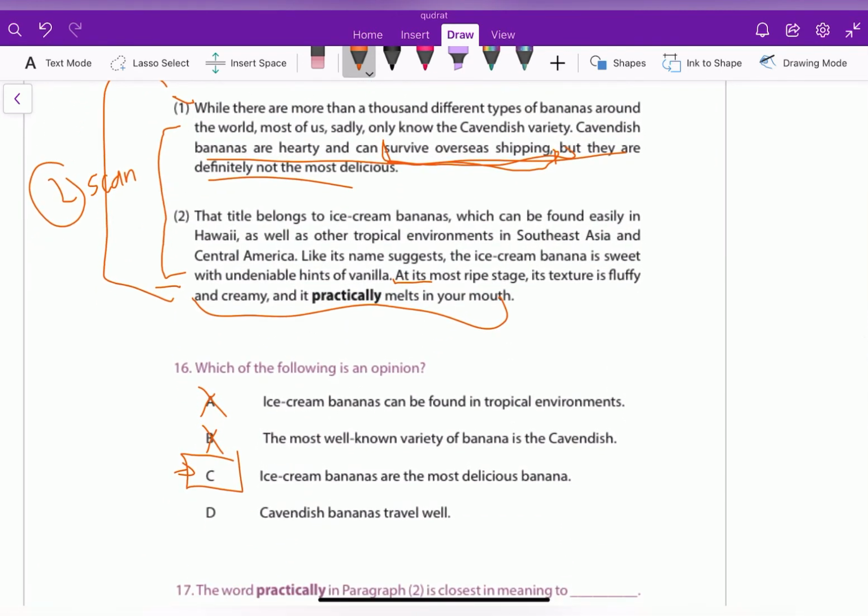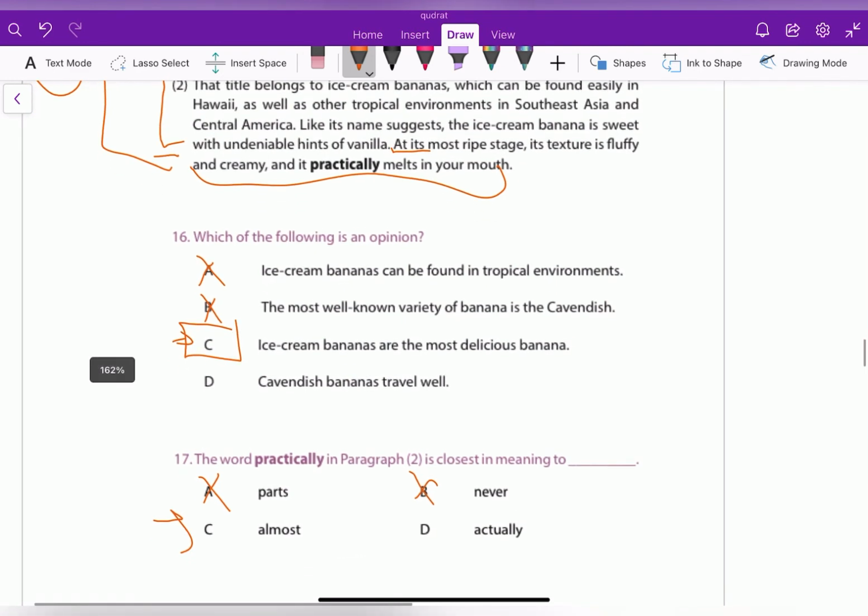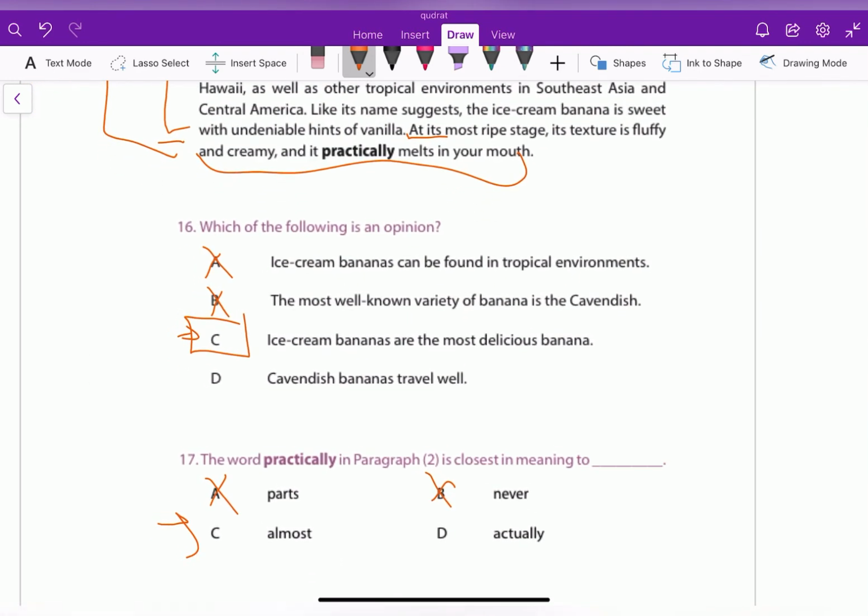At its most ripe stage, the texture is fluffy and creamy, and it practically melts in your mouth. Okay, so meaning it's closest to... parts, no. Never, no. Almost, potentially. D, actually. It actually melts in your mouth, or it almost melts in your mouth. It's almost, meaning that the answer is C.